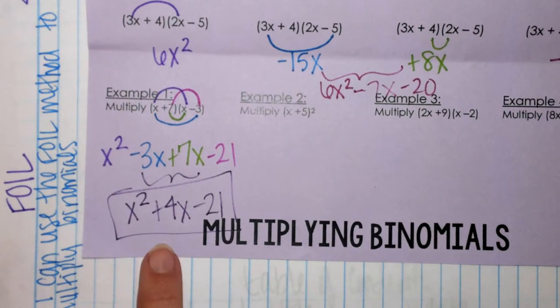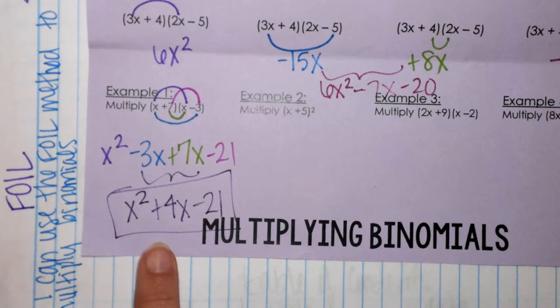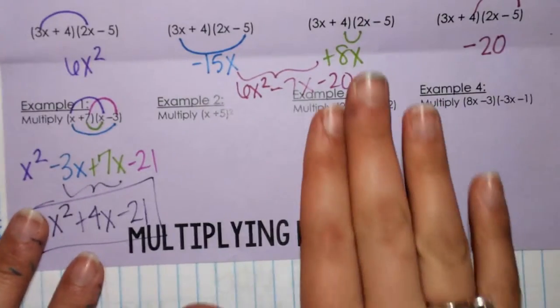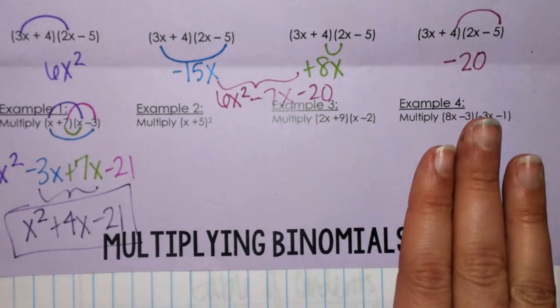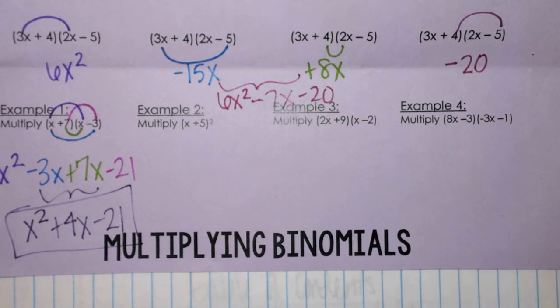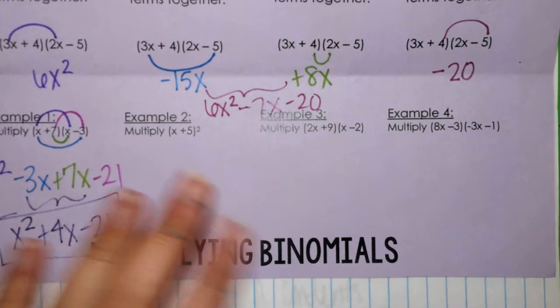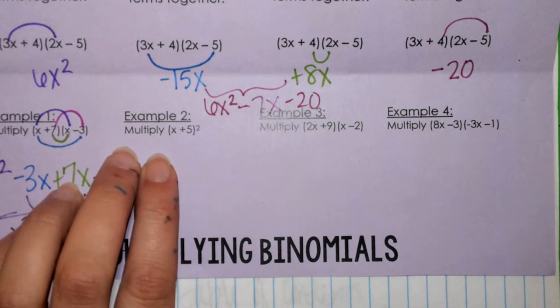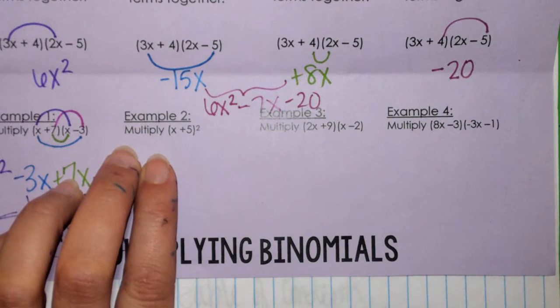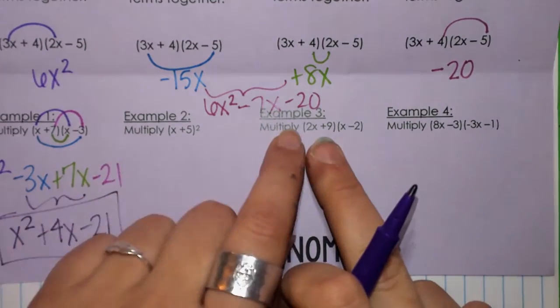Tariq, are you with me? Are you sure? Because I know you were out. So let's do example 3 together, and then you'll do example 4 without me. We'll do one more together. Example 2 is a special one, so we're going to come back to it tomorrow. So example 3.